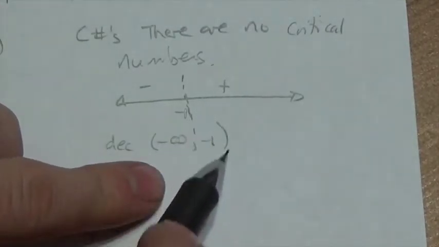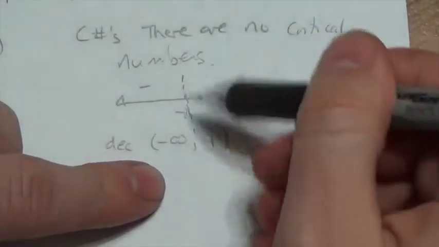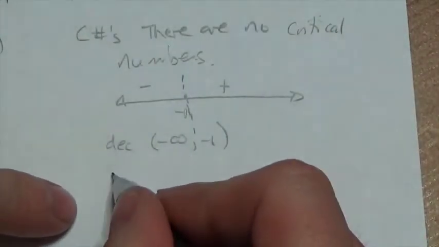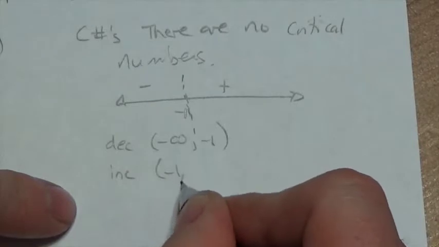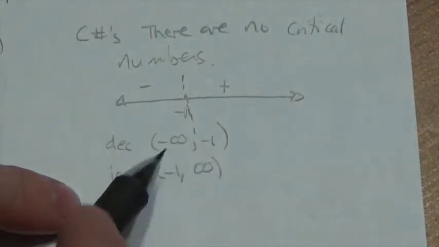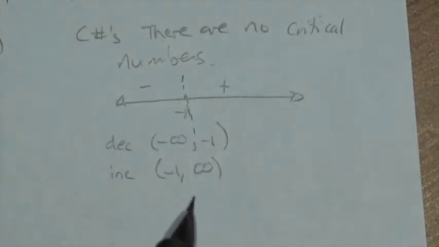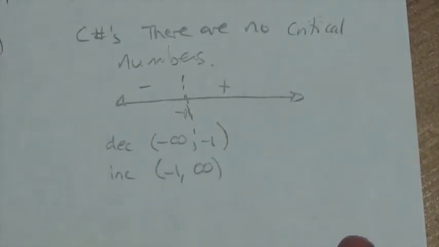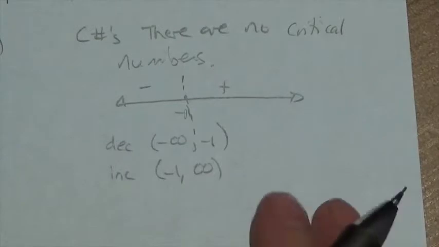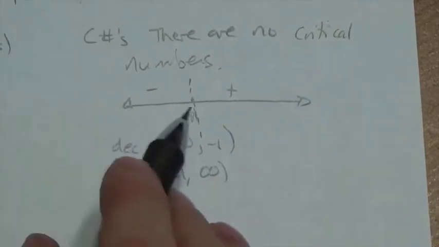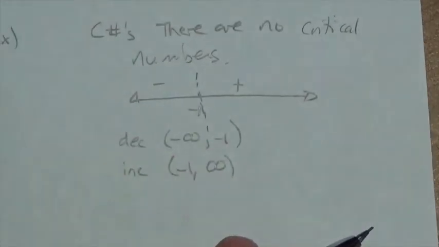And I'm using parentheses here because this is an asymptote, and I can't include it. Okay, and it's going to be increasing on -1 out to positive infinity. And again, I'm using parentheses here because I'm not including the -1. It's an asymptote. If it had been a maximum or minimum value, if it had been a critical value, I would have included it with square brackets there. So anyway, there we go. No critical numbers, no maxes or mins, but we do have intervals of decreasing and increasing here.